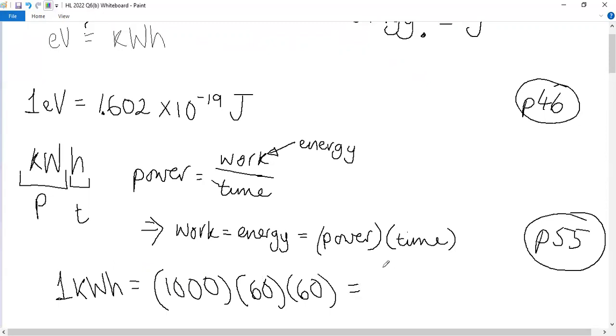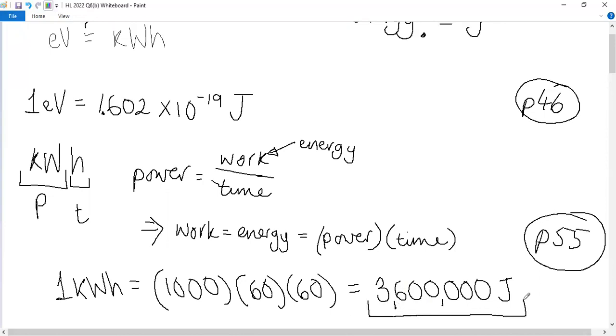If you do that on your calculator, you're going to get, watching my zeros really carefully here, 1, 2, 3, so I've got 3,600,000 joules. So a kilowatt hour is 3,600,000 joules. Up here, an electron volt is not even 1 joule, it's a tiny, tiny number of joules.